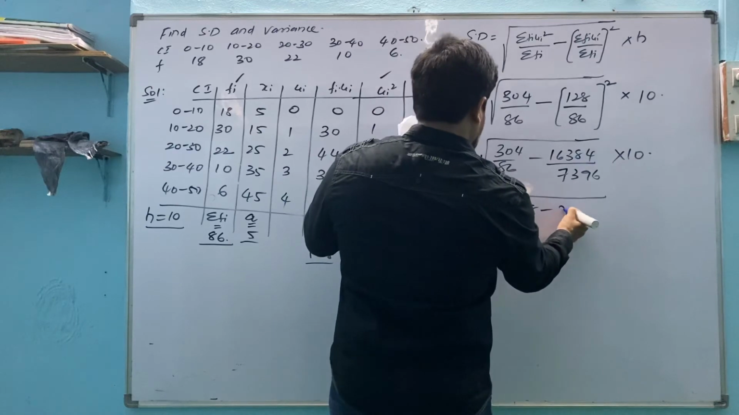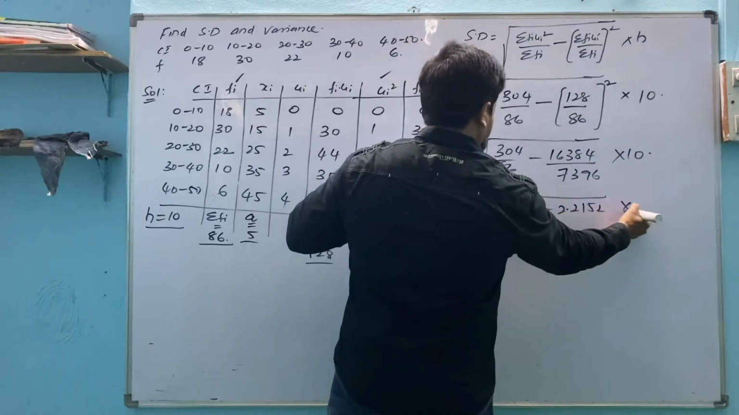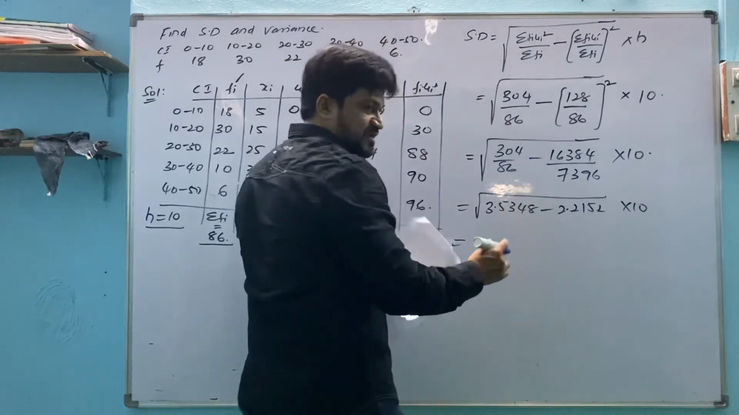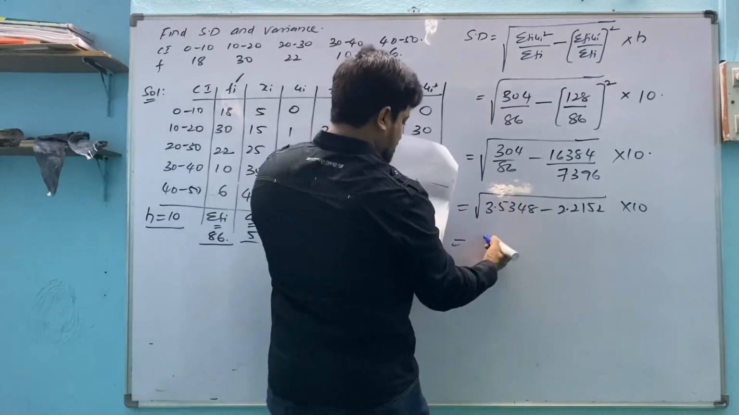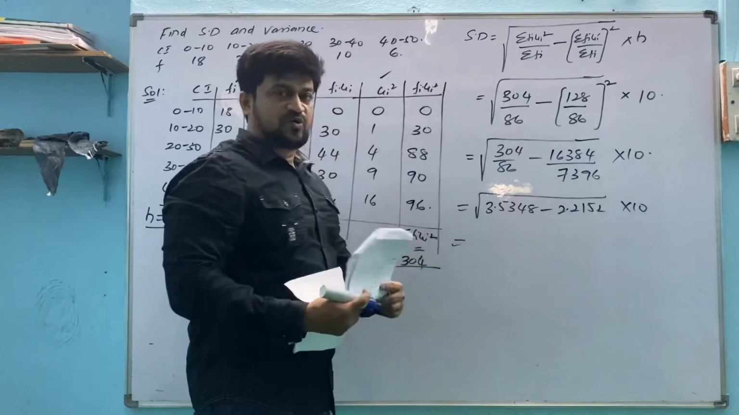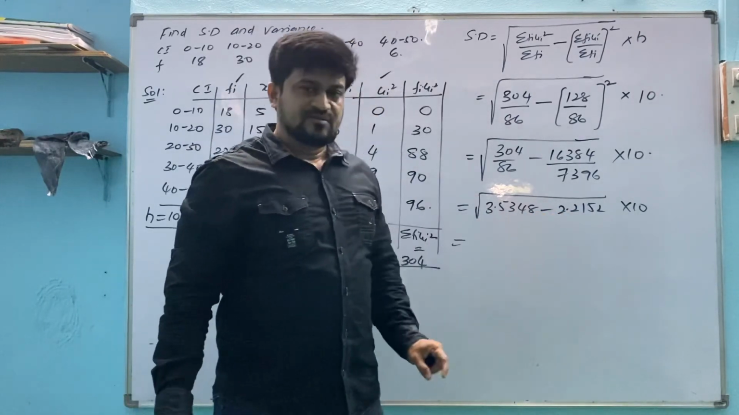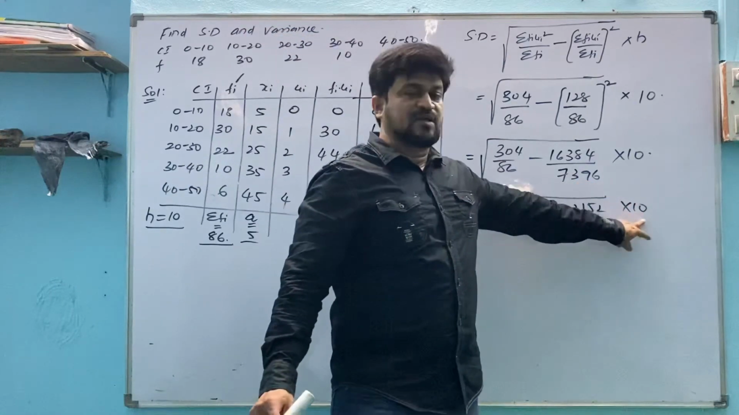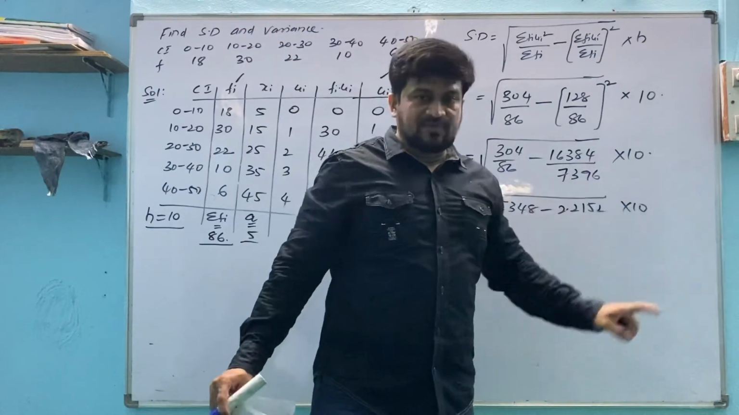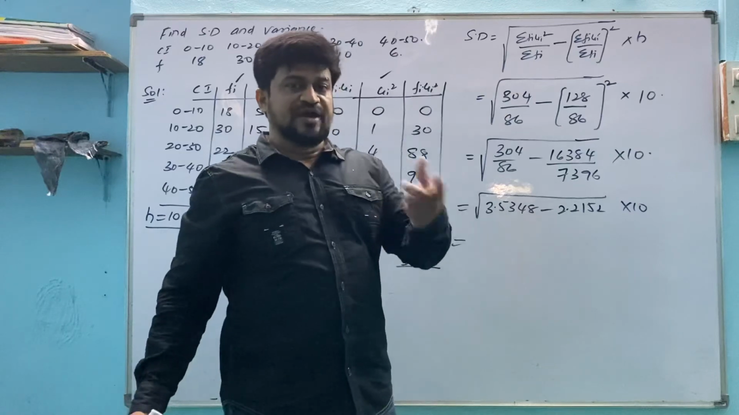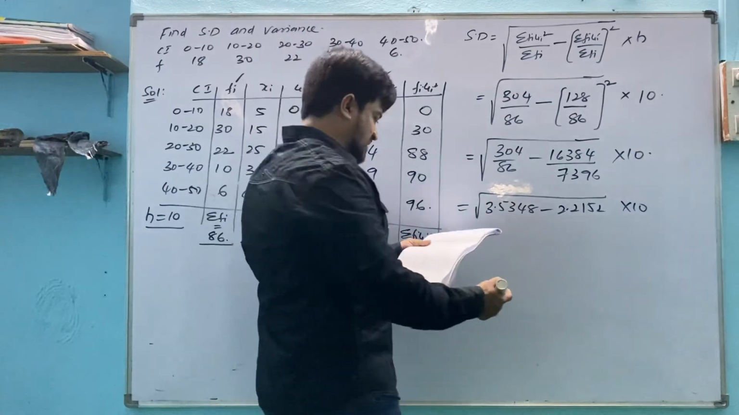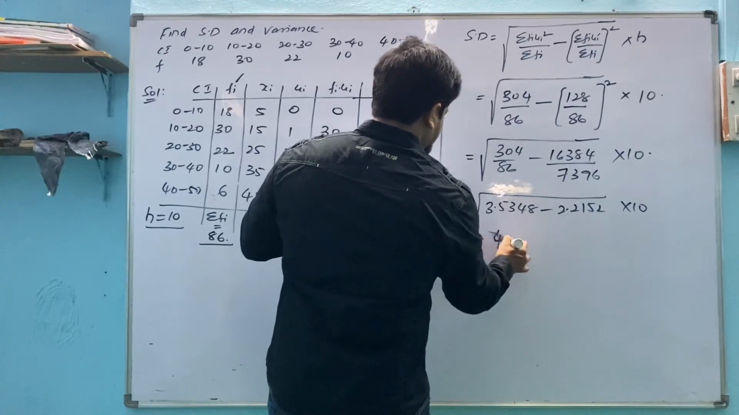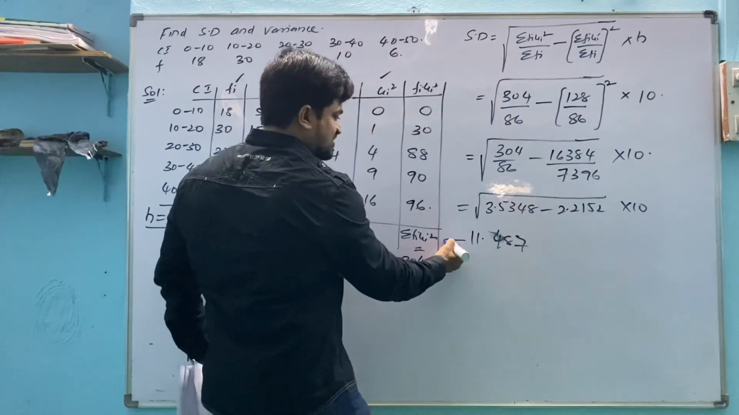Now divide these two values, 304 by 86, which is 3.5349, and the other is 2.2152. Subtract and find the square root. After subtracting, find the square root, then multiply by 10. See, the most important thing is the subtraction. Once you get one value, find the square root, then at the end you multiply by 10. Don't subtract and multiply by 10. After subtraction, find the square root, then multiply by 10, and you will get the answer 11.487. This is the answer for standard deviation.